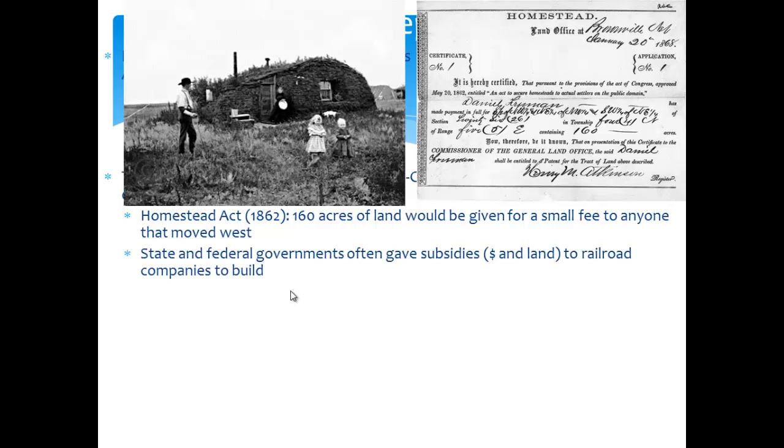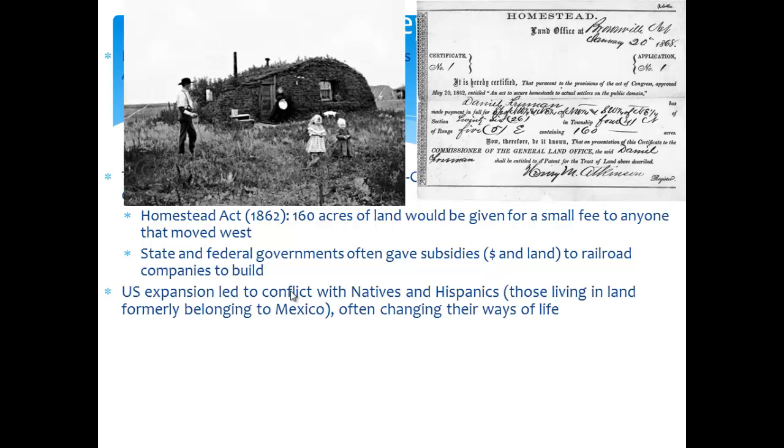The state and the federal governments often gave subsidies or money and land to railroad companies to build railroads. So the federal government is encouraging westward migration to railroad companies. And the U.S. expansion led to conflict with natives and Hispanics, those that were living in the land formerly belonging to Mexico. Remember, after the Mexican-American War, the U.S. gains a lot of land, and those Mexicans are now incorporated into the United States.